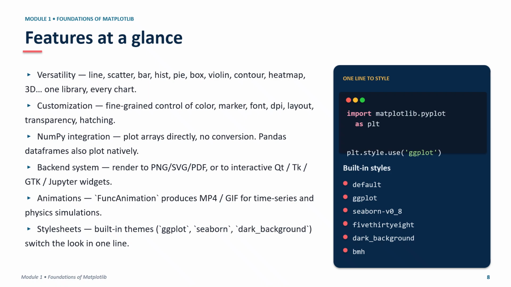Now let us move on to the features of the Matplotlib library. Think of it as a menu at a restaurant. We won't cook all the dishes today, but it is important to know what is available, right? So let's highlight the key features. The first feature is versatility. Matplotlib can produce almost any type of 2D chart you can imagine: a line chart, a scatter chart, a bar chart, a histogram, a box plot, a violin plot, a contour plot, a heat map, all from one library. This means you don't need to install 5 different tools for 5 different charts.